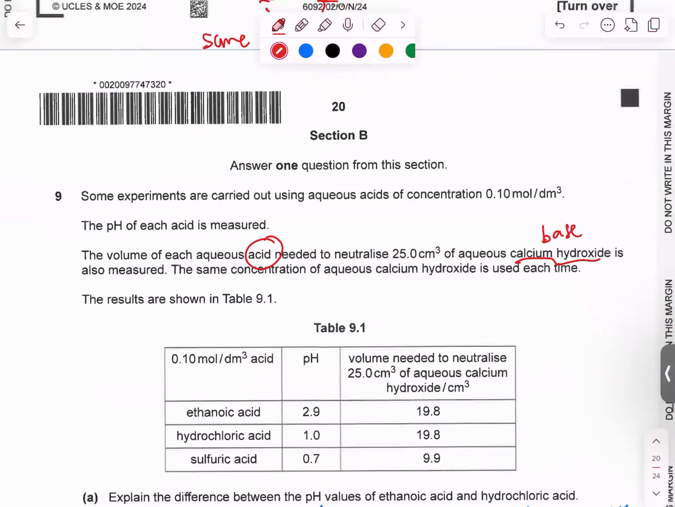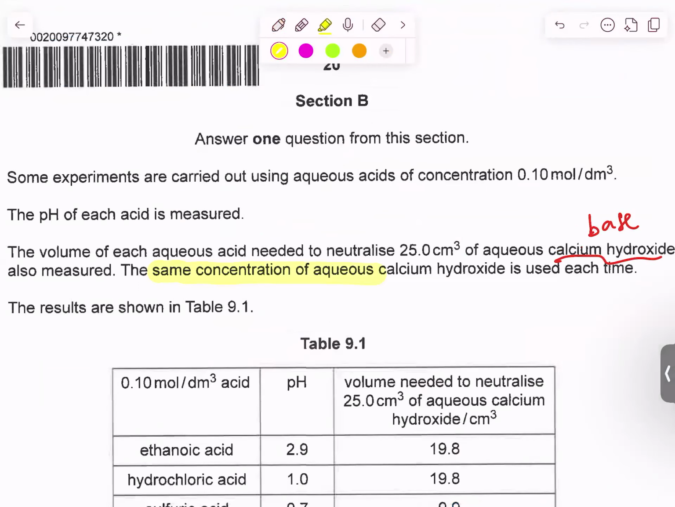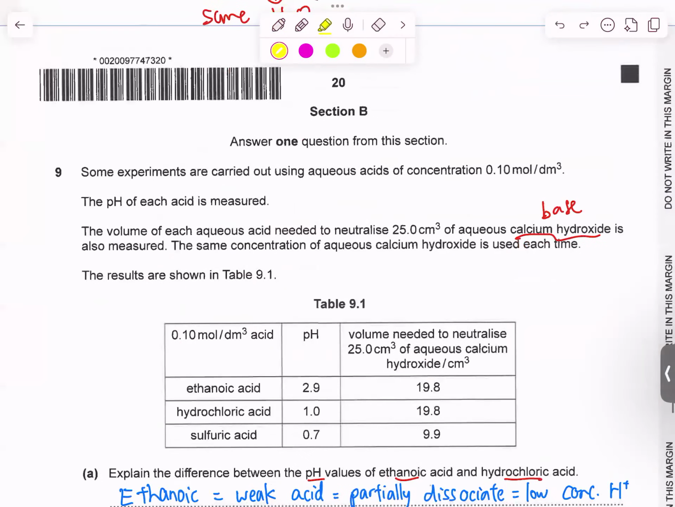Okay, next one, acid. Explain the difference between the pH values of ethanoic acid and hydrochloric acid. Now, before you compare pH values of different acids, one strong, one weak, you need to make a very important assumption that both acids must be the same concentration. Okay, of acids of concentration of 0.1. So this is the same concentration for all acids, right?